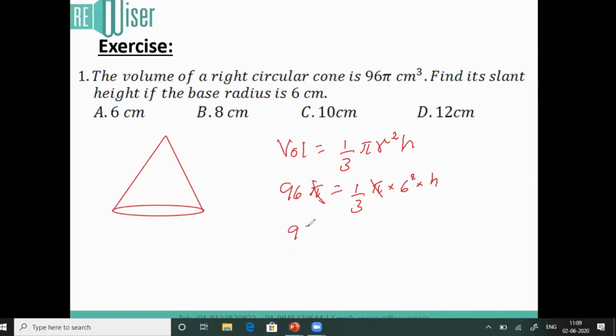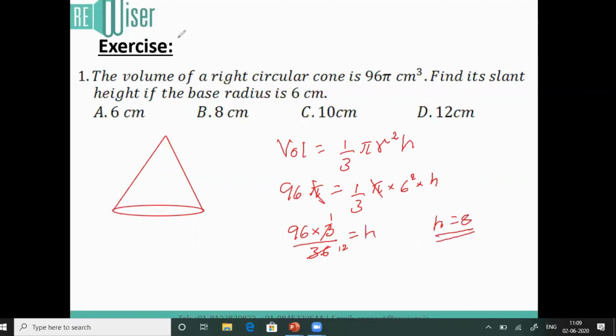So it would be 96 times 3 divided by 36 equals h. And if you simplify this, 3 ones are 3, 12 8s are 96. So that is the reason the height of this cone is 8.